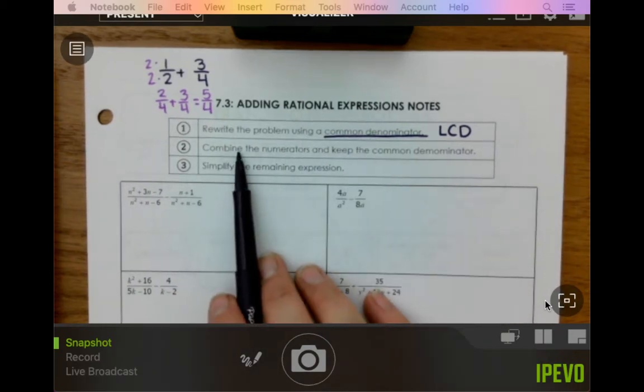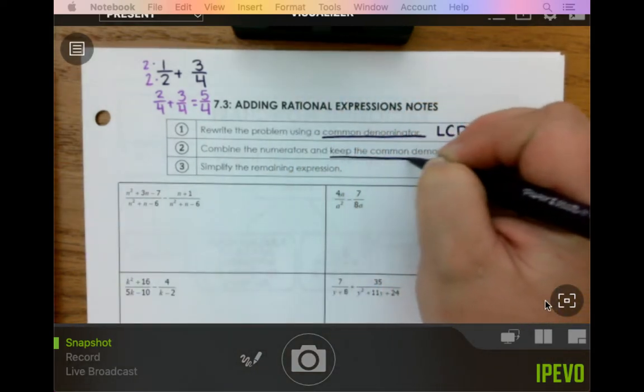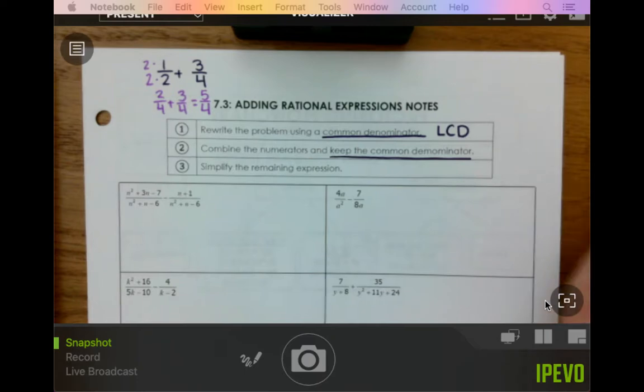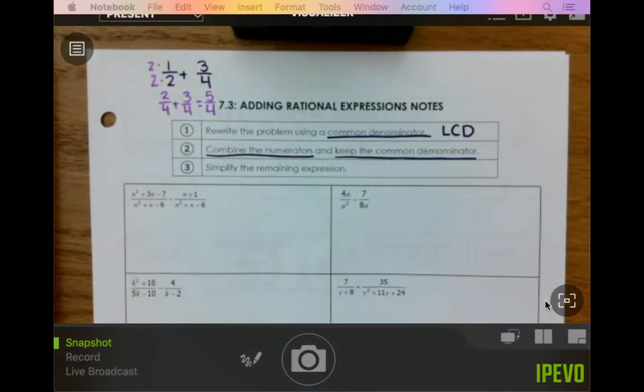Step 2 is to combine the numerators, but keep the denominators. Okay? Combine the numerators. That means add, basically. The only reason why I didn't use the word add is because sometimes we're going to subtract, which is the same thing as adding, it just goes down instead of up. And then the third step is going to be to simplify.